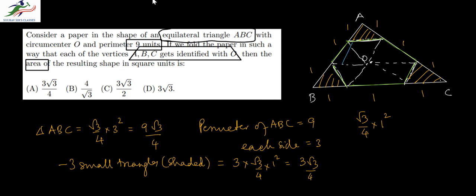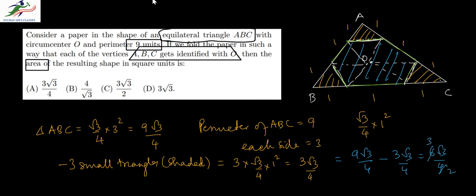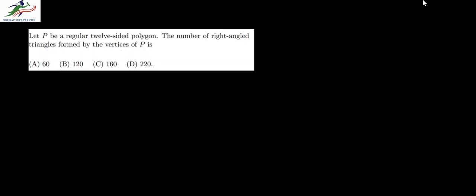So therefore the area of the resulting hexagon would be equal to 9 root 3 by 4 minus 3 root 3 by 4, which is equal to 6 root 3 by 4 or 3 root 3 by 2. And we can see option C is given as 3 root 3 by 2, which is the correct choice. We move to the next question.